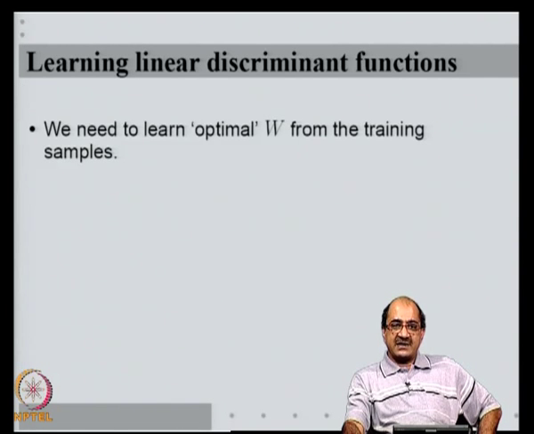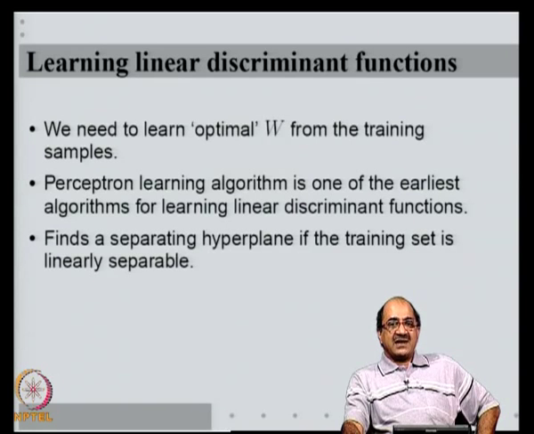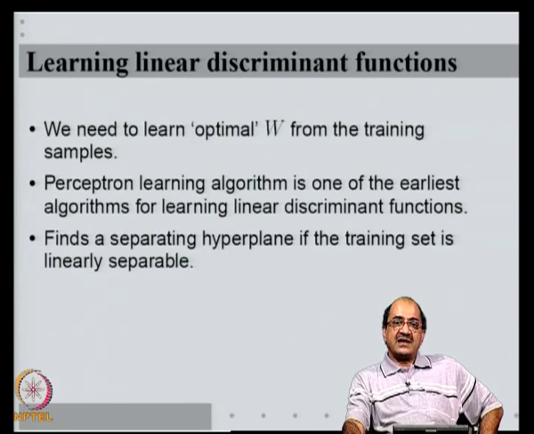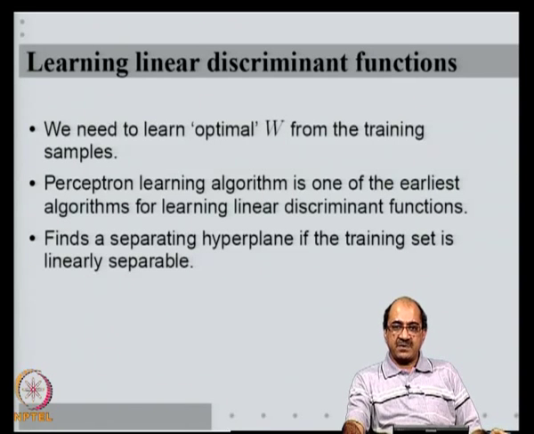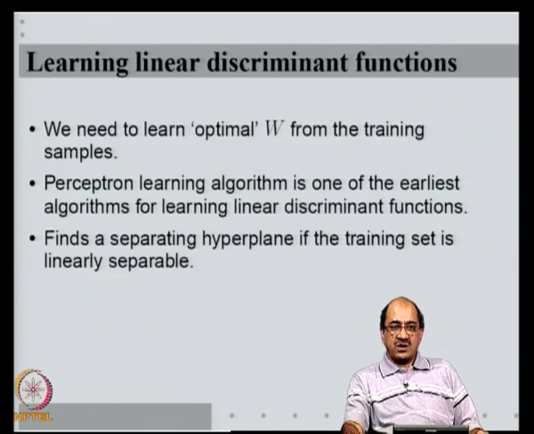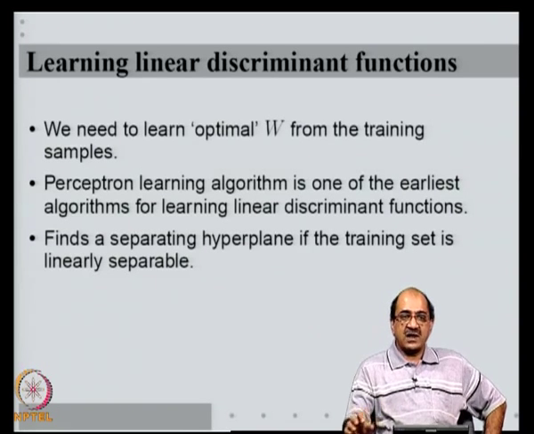Now, how do I learn linear discriminant functions? We need to learn the optimal w from the training samples. The perceptron learning algorithm is one of the earliest algorithms for learning linear discriminant functions. It finds a separating hyperplane if the training set is linearly separable. The sad thing about this algorithm is that if the given set is not linearly separable, the algorithm cannot come out and say it is not linearly separable; it will just go into an infinite loop. So if I suspect or have good confidence that the training set is linearly separable, then perceptron is a very good algorithm to use.